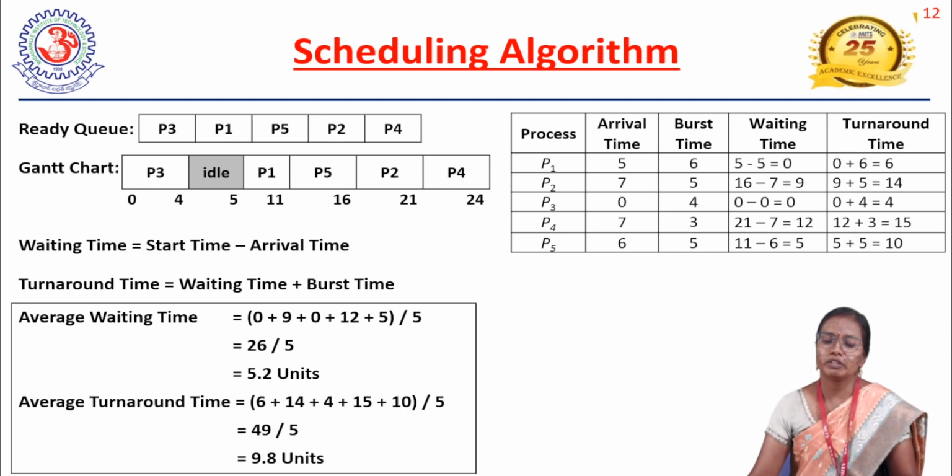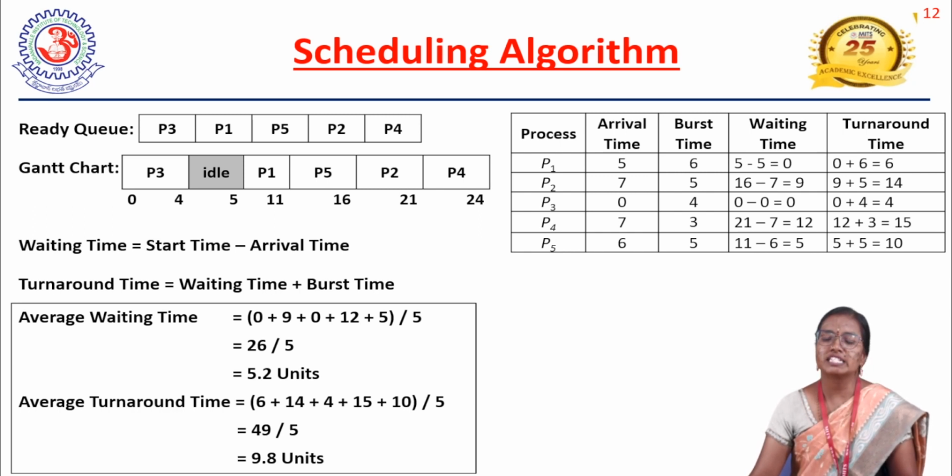Process P2 will be admitted from the 16th minute onwards and it continues execution for the next 5 milliseconds. P2 will be completed at 21 milliseconds and P4 will start from the 21st minute onwards, and it will be executed for the next 3 minutes. So 21 plus 3, 24 milliseconds it will take to complete. At the 24th minute, P4 completely comes out from the CPU. So this is how the processes are executed.